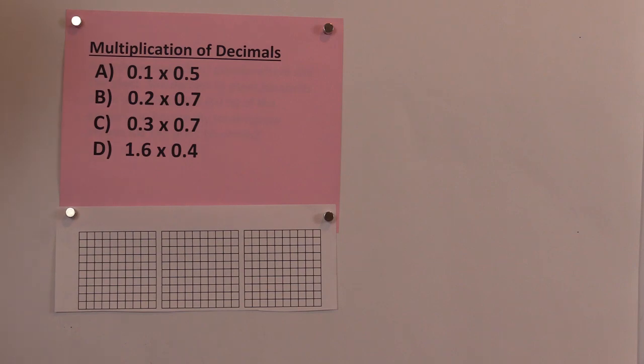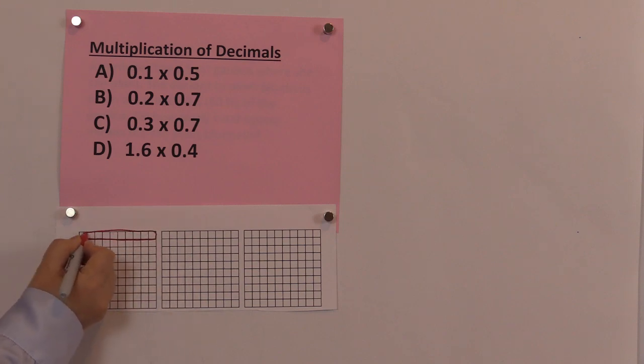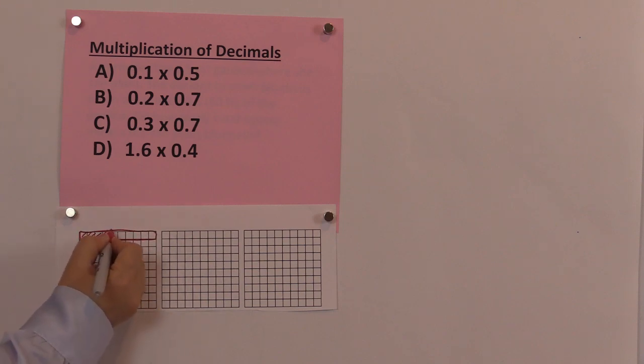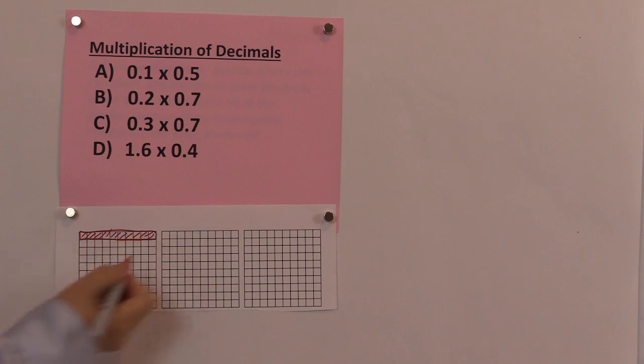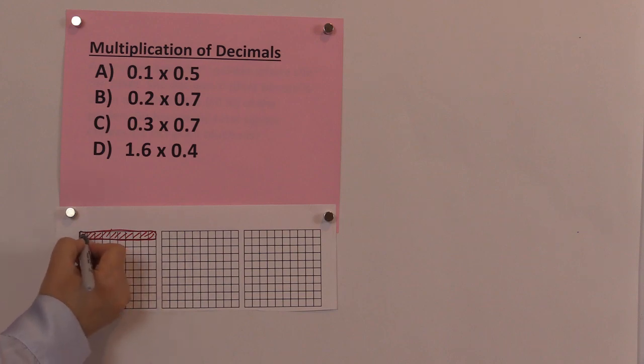Okay. So 1/10. Doesn't matter which side you want to do it. So I want to do this one here, 1/10. And 1/500. So 1, 2, 3, 4, 5. 1, 2, 3, 4, 5. 10th here.